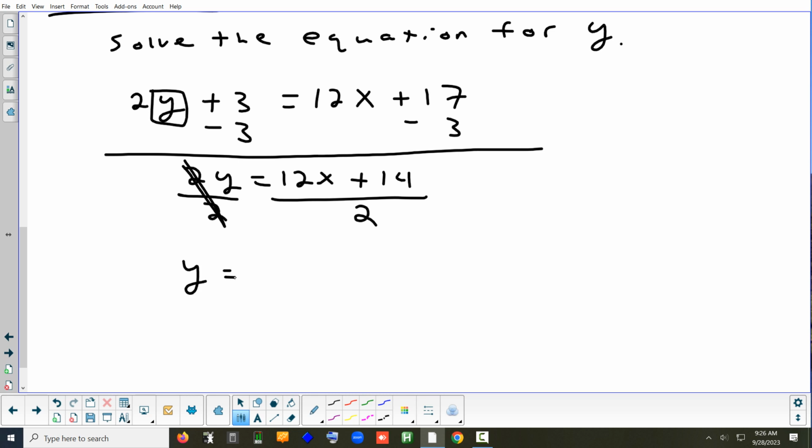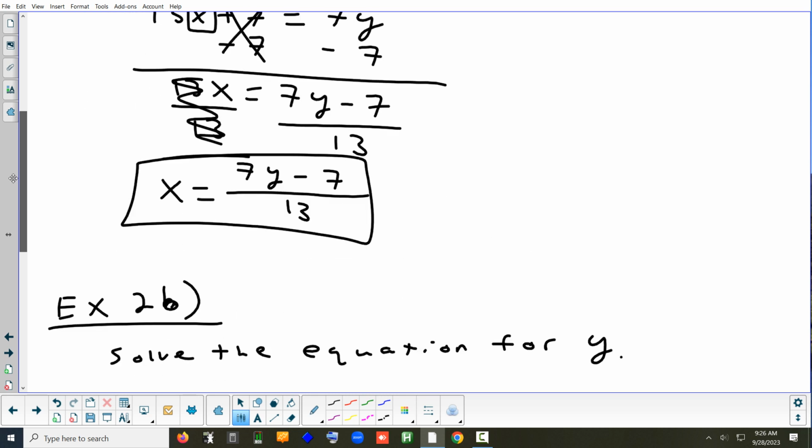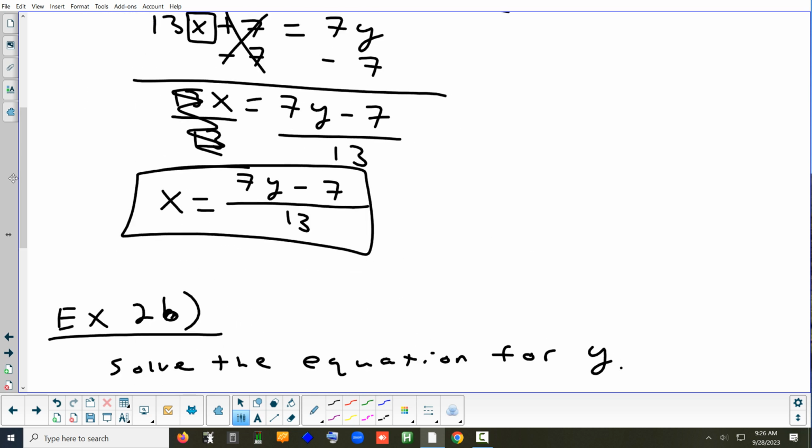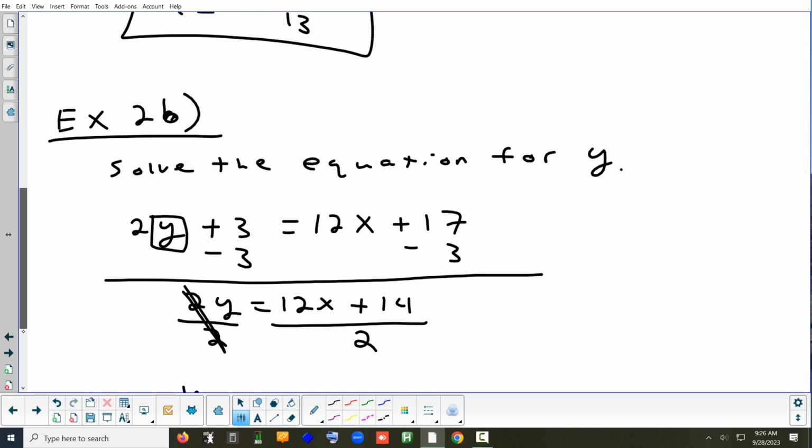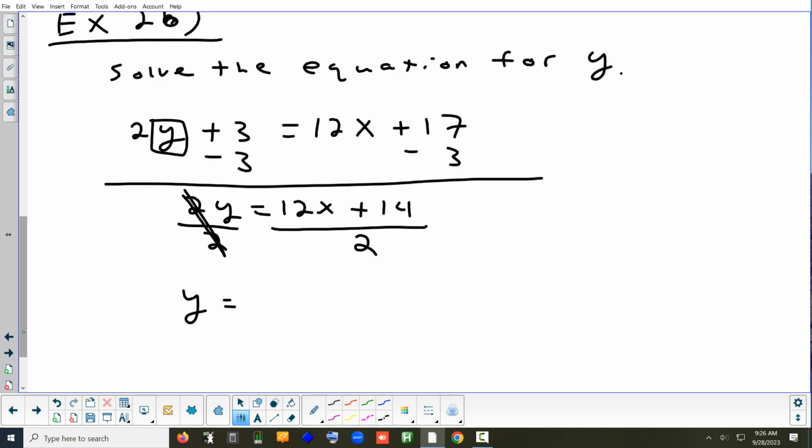Now, in the last problem, we stopped at this step and we wrote 12x plus 14 divided by 2, and we left that as the final answer. That's because 13 didn't divide into 7. But look at this one. Does 2 go into both of those numbers? It has to go into both of them. Yes, it does, and we can simplify it.